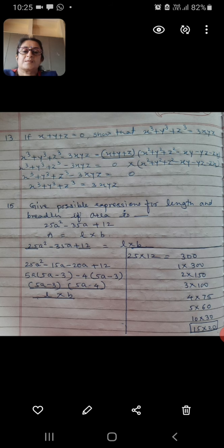Next is, give possible expressions for length and breadth if the area is 25a square minus 35a plus 12. So here one algebraic expression is given. We have to split it into length and breadth. Area of a rectangle is L into B. So area is given and we have to find out L into B. So we have to find out two factors of the given term, so that one will be length and one will be breadth. So how are we going to do it?